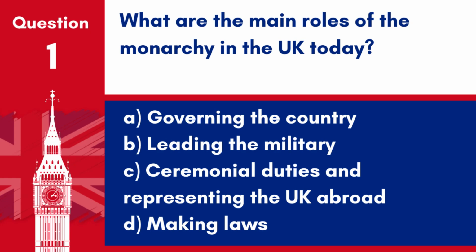Question 1. What are the main roles of the monarchy in the UK today? A. Governing the country. B. Leading the military. C. Ceremonial duties and representing the UK abroad. D. Making laws.